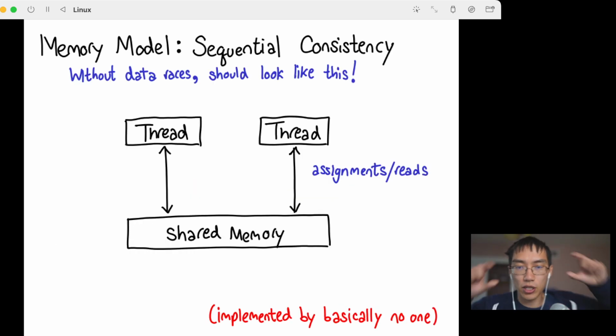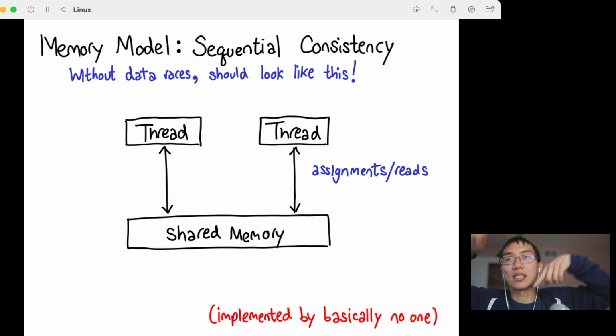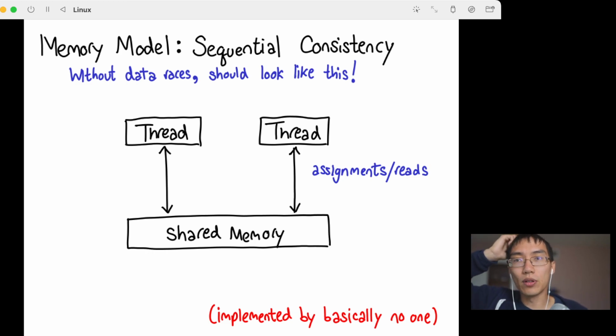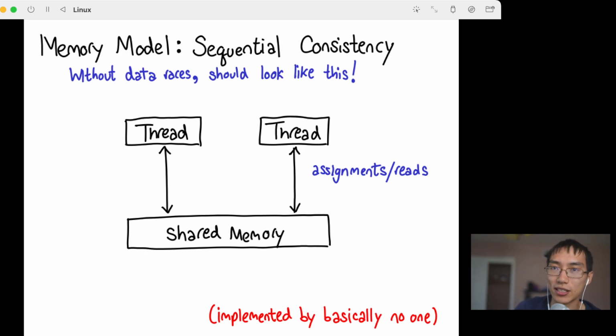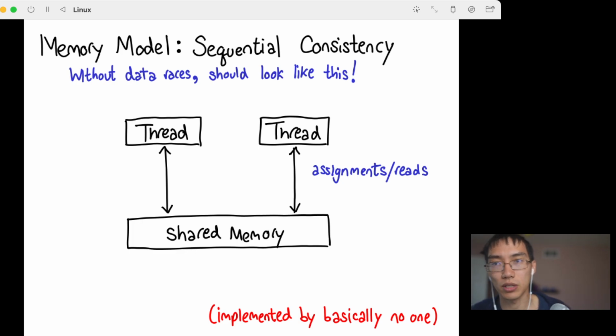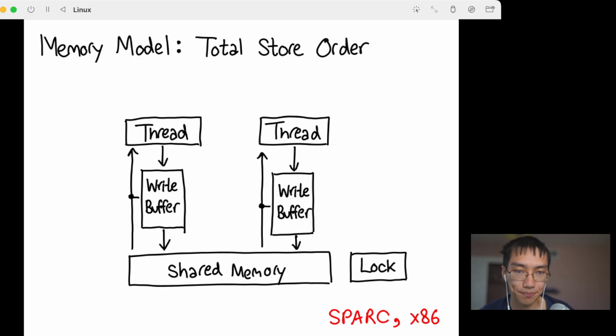The picture for that is you've got these threads and they're transmitting these assignments and reads into some shared memory. This is very simple, very easy to reason about. Well, not that easy to reason about, but if you look at some source code, this is the first thing you would do when trying to reason about what happened in the data race situation. And in fact, no one does this. You will never, ever get a programming language or an instruction set that implements sequential consistency. In reality, there's more stuff going on.